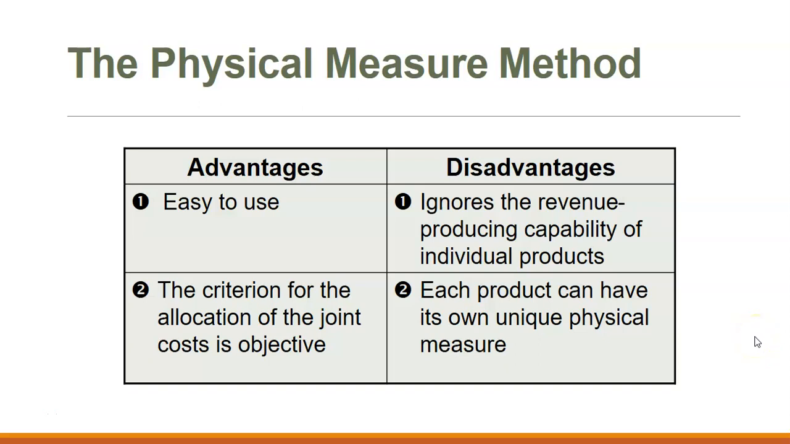The advantages of the physical measure method are that it's very easy to use. The disadvantage is that it ignores the revenue producing capability of the individual products. We can get more money for tuna fillets than we can for canned tuna, for example.